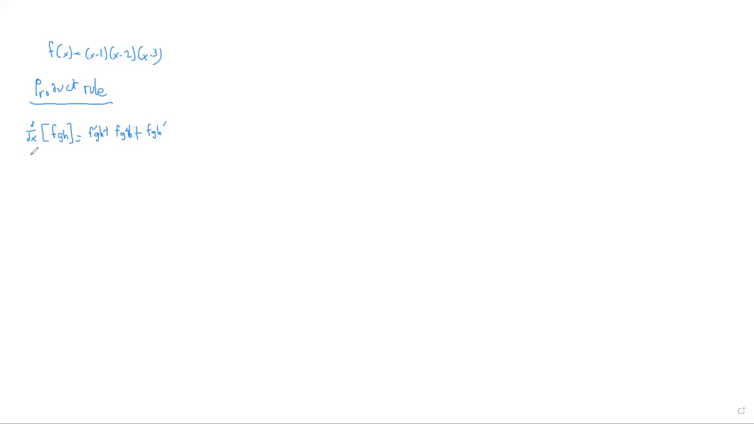And so let's do that here. f prime, so that's x minus 2, x minus 3, plus, okay, f g prime, so x minus 1, x minus 3, and then f g h prime. So that goes something like x minus 1, x minus 2.